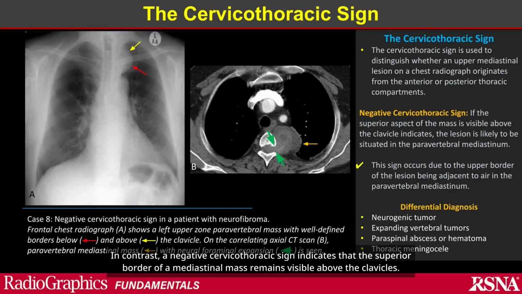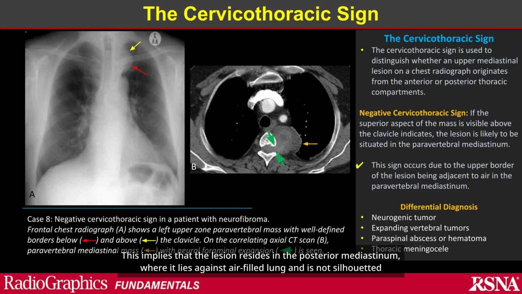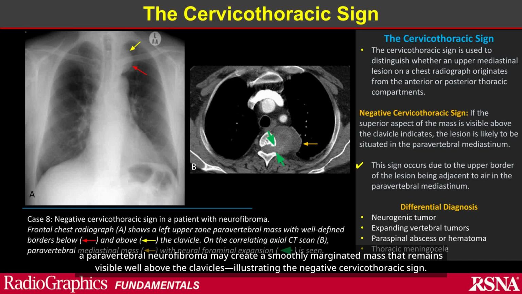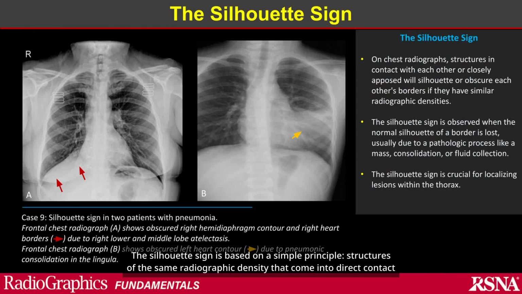In contrast, a negative cervicothoracic sign indicates that the superior border of a mediastinal mass remains visible above the clavicles. This implies that the lesion resides in the posterior mediastinum, where it lies against air-filled lung and is not silhouetted by cervical soft tissue. Key differential diagnoses include neurogenic tumors, vertebral body neoplasms, paraspinal abscesses or hematomas, and thoracic meningocele. For instance, a paravertebral neurofibroma may create a smoothly marginated mass that remains visible well above the clavicles, illustrating the negative cervicothoracic sign. The silhouette sign is based on a simple principle.